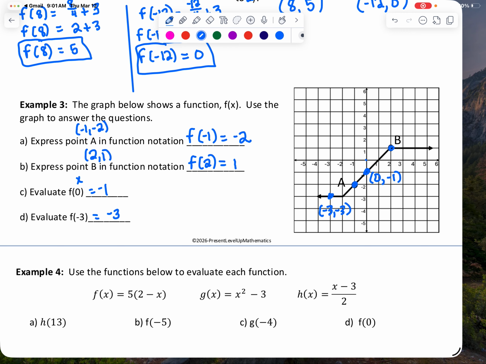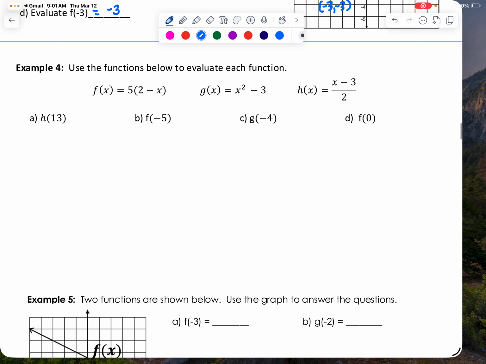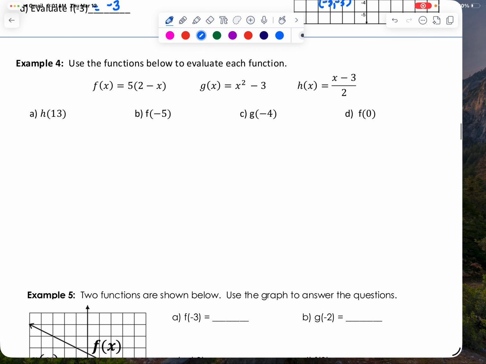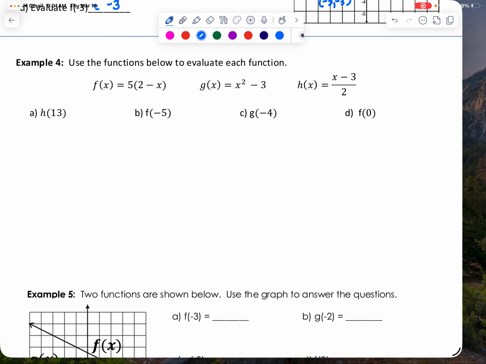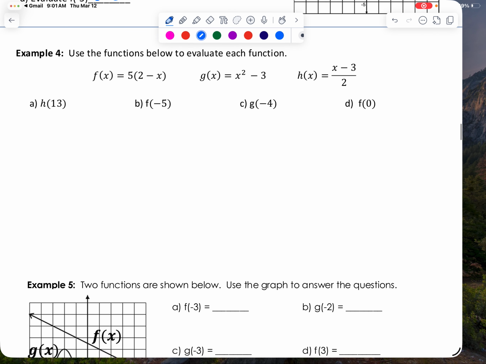All right, now in example 4, they're not going to give you a graph, but they're still going to ask you to evaluate different functions for a given value. So in example 4, it says use the function rules below to evaluate each function. So we have f of x equals 5 times the quantity 2 minus x. G of x is equal to x squared minus 3. And h of x is equal to x minus 3 divided by 2.